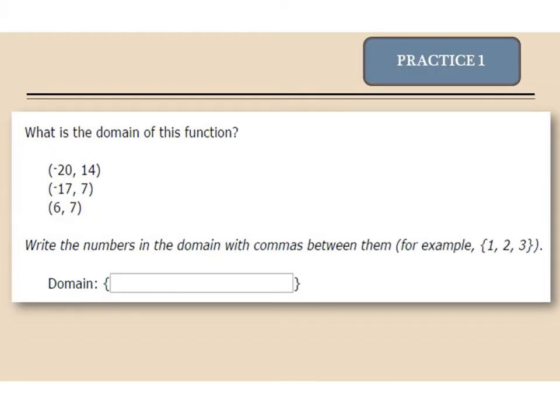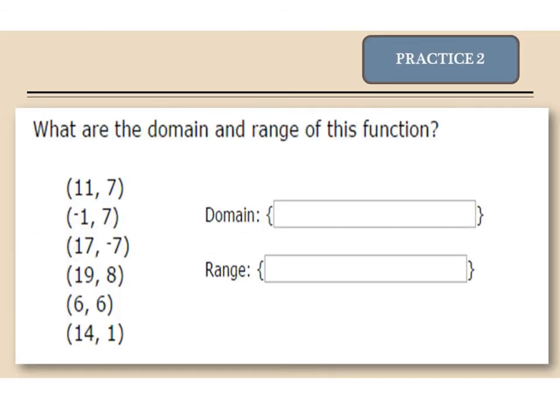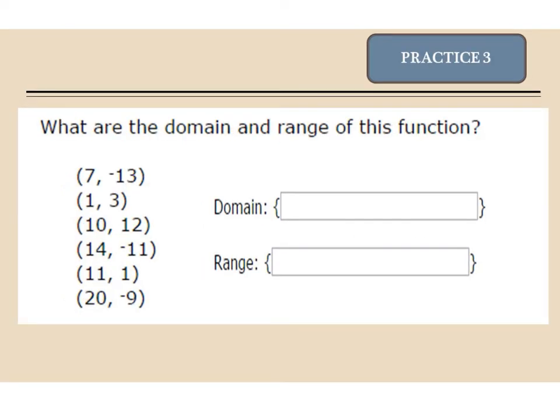Here's your first problem. What is the domain of this function? Practice 2. What is the domain and what is the range? Now you only list the numbers once. For example, if you'll notice, there are 2 7s. You only put the 7 in once. Practice 3. What are the domain and range of this function?